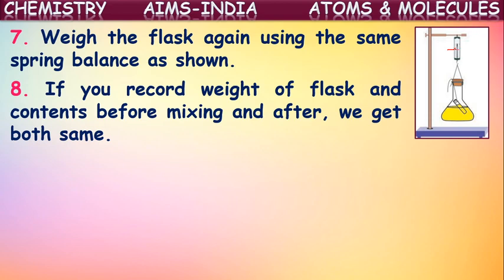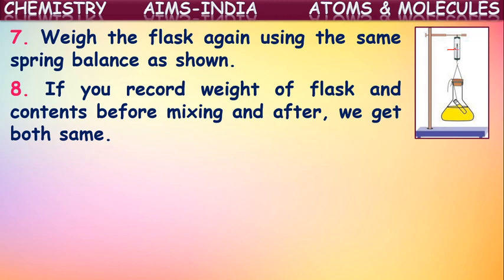Lead nitrate and potassium iodide are reacting with each other and forming two new chemical compounds. So we say a double displacement reaction is happening inside and two new compounds are formed. But interestingly here, before the reaction and after the reaction, weight won't be changed. Mass or weight will be constant.